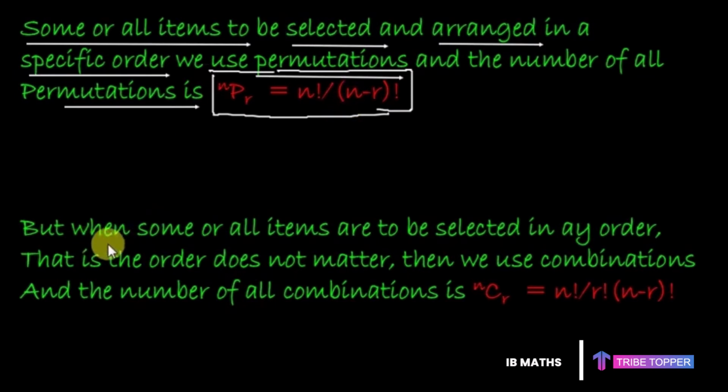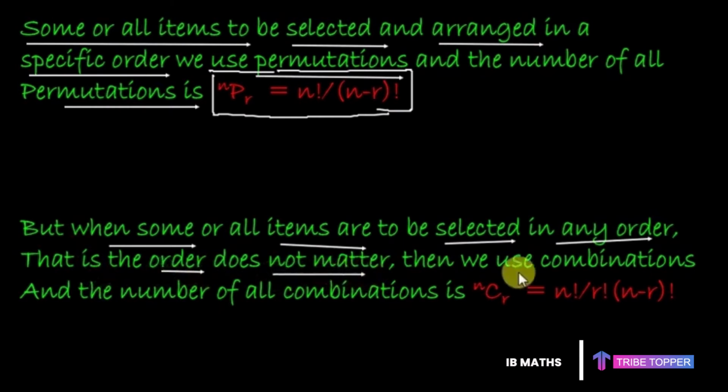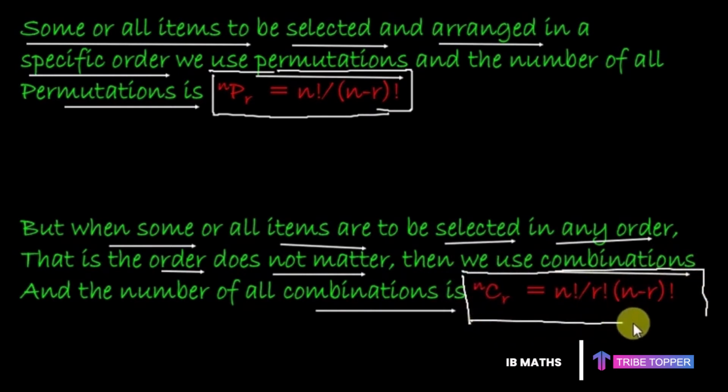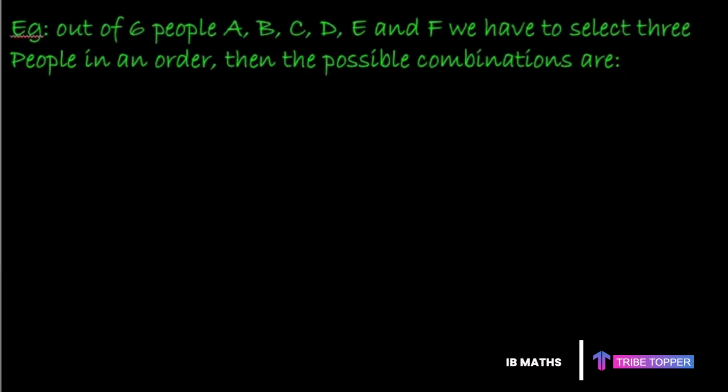But when some or all items have to be selected in any order, that is, the order does not matter, then we use combinations. And the number of all combinations is given as nCr, which is equal to n factorial upon r factorial into (n minus r) factorial. So let's look at this example to understand the difference between when to use permutations and when to use combinations.